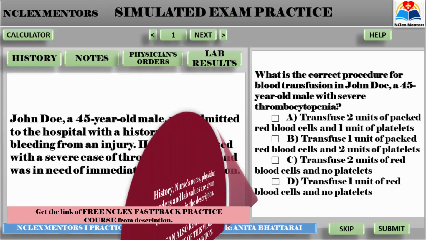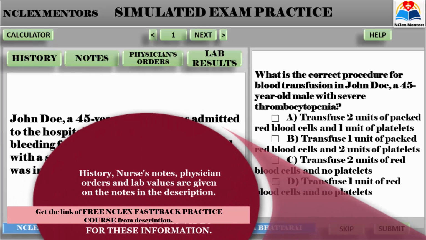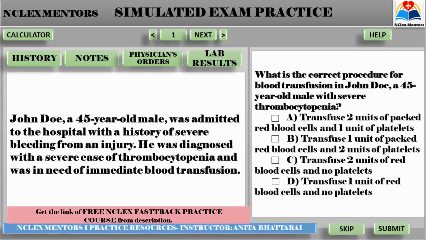We have finally reached the last question of this case study. What is the correct procedure for blood transfusion in John Doe, a 45-year-old male with severe thrombocytopenia? A. Transfuse 2 units of packed red blood cells and 1 unit of platelets. B. Transfuse 1 unit of packed red blood cells and 2 units of platelets. C. Transfuse 2 units of red blood cells and no platelets. D. Transfuse 1 unit of red blood cells and no platelets.